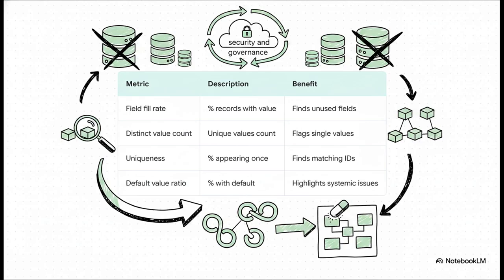For instance, by looking at the field fill rate and the default value ratio, Luna discovered 84 fields on the case object that had literally never been used, plus another 25 that hadn't been touched in over 2 years. Because she had the data, she could confidently mark those fields for deprecation, simplifying her data model and lowering that technical debt without any guesswork.